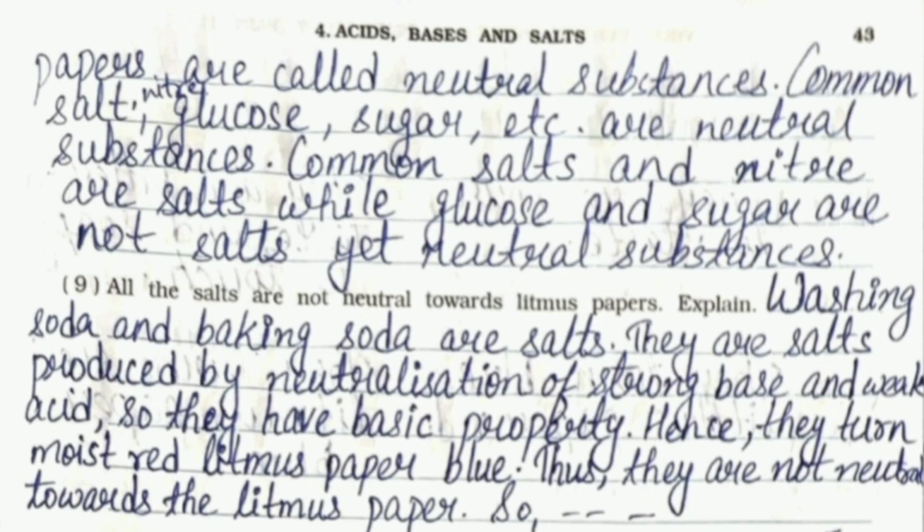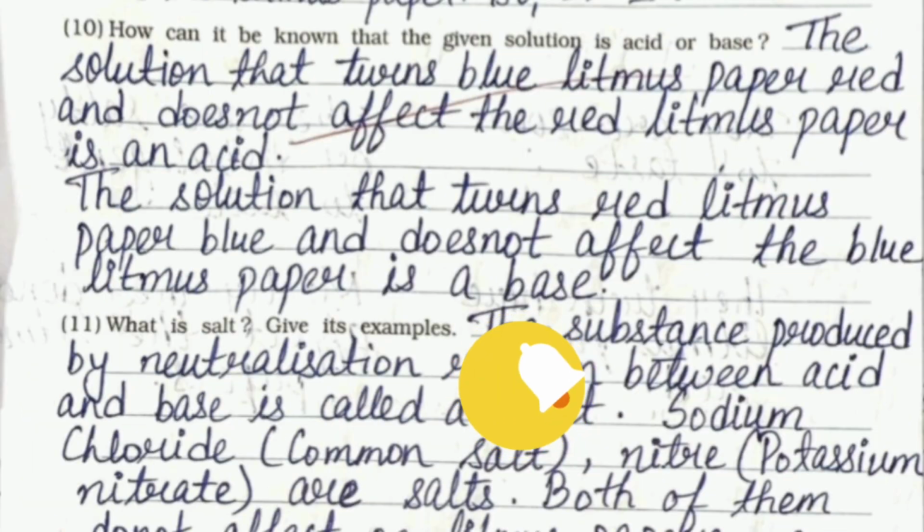Ninth one, all the salts are not neutral towards litmus papers. Explain. Washing soda and baking soda are salts produced by neutralization of a strong base and a weak acid, so they have basic property, hence they turn moist red litmus paper blue. Thus they are not neutral towards the litmus paper.